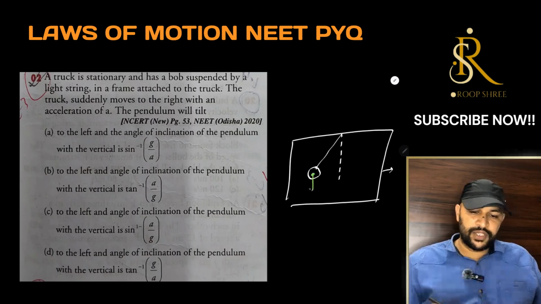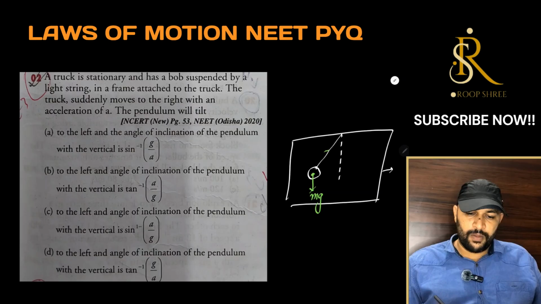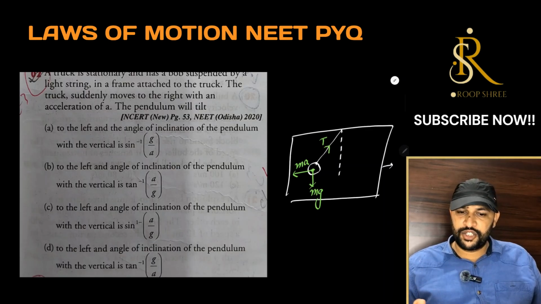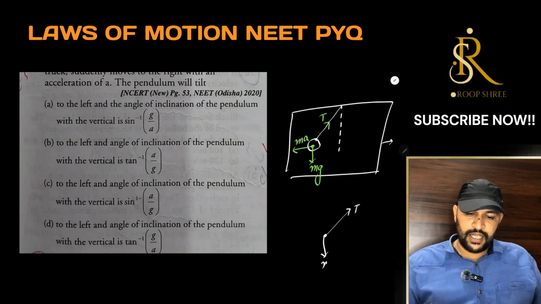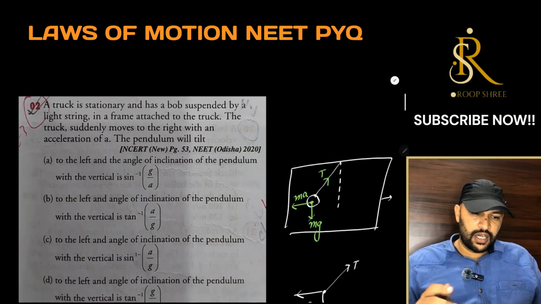Let's see what are the forces acting on it. So here downward in direction, it's the weight of the bob mg, and here it is tension T, and pseudo force acting here ma, correct? A is the forward acceleration of the truck, so pseudo force will be acting on the left hand side. Let's draw the FBD here properly. So here we have tension T, mg downward, and ma in this direction. Let's go back to the problem.